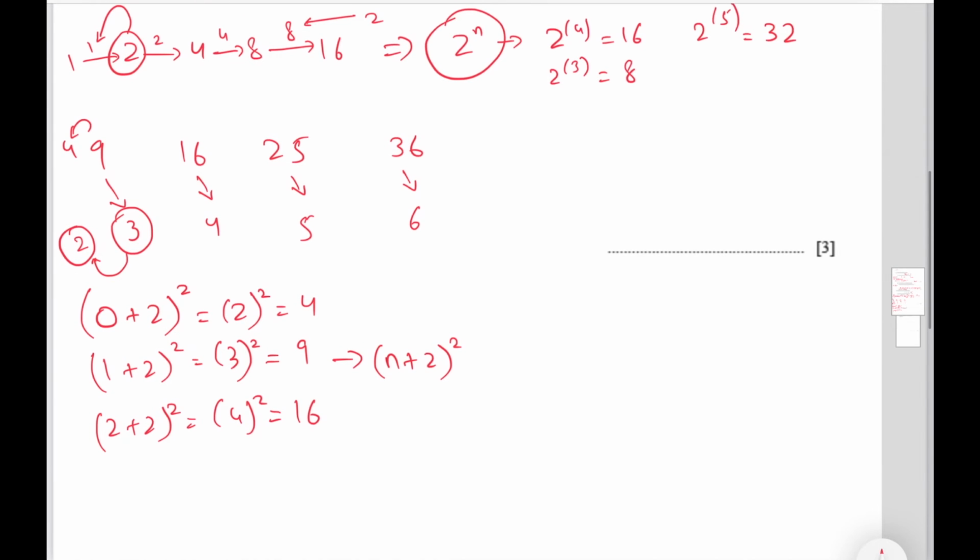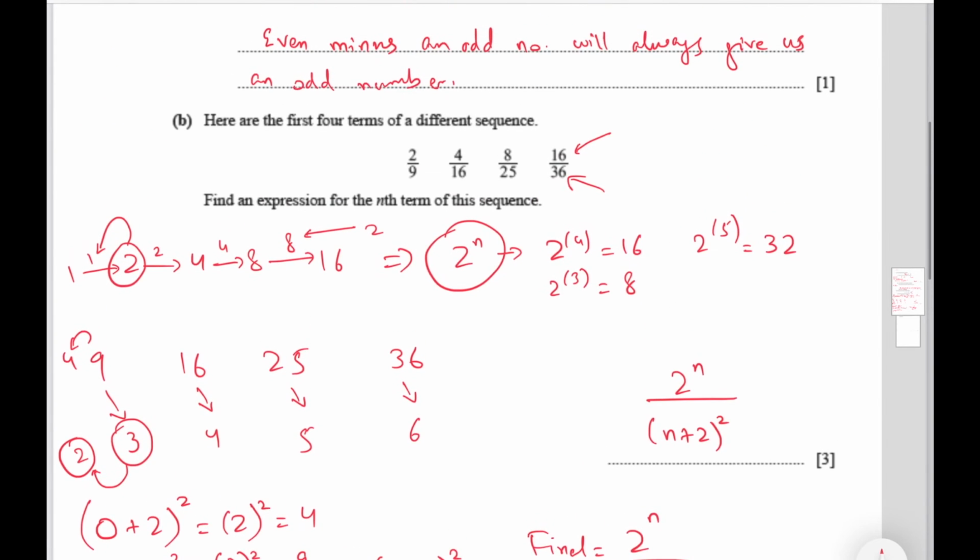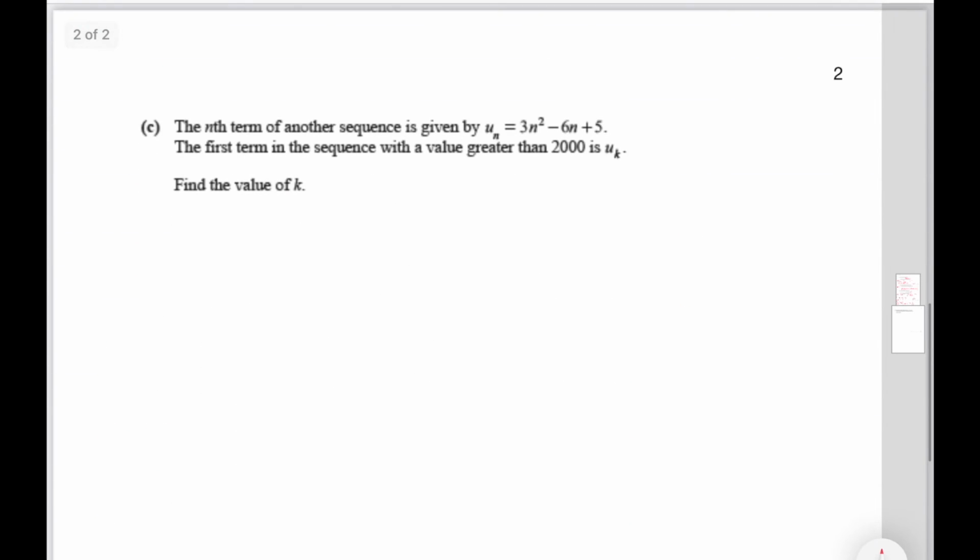Okay, so the final expression, let's write it over here, is going to be 2 to the power of n over n plus 2 whole squared. I hope this makes sense. Let's write the value over here, 2 to the power of n over n plus 2 squared. It is always better to plug in the values of n into these expressions and then check your answers once again. Okay, let's move on.